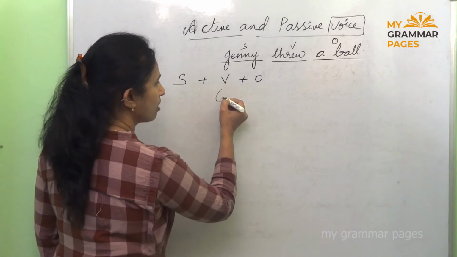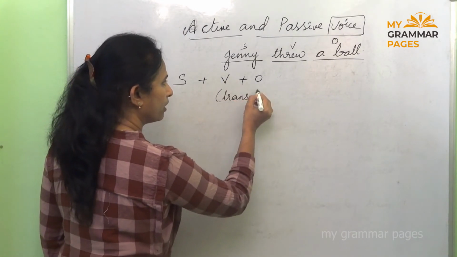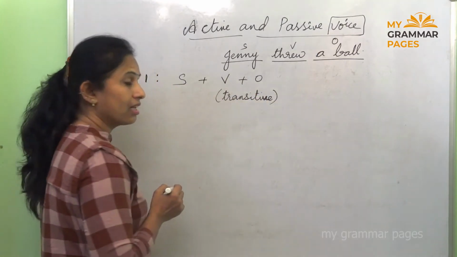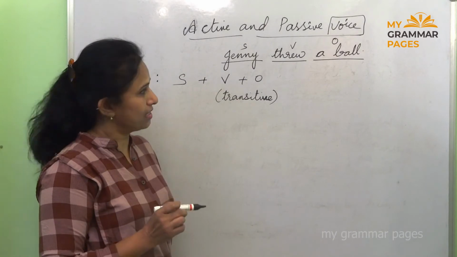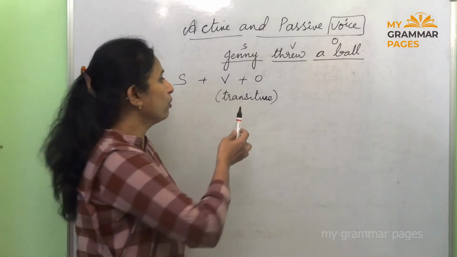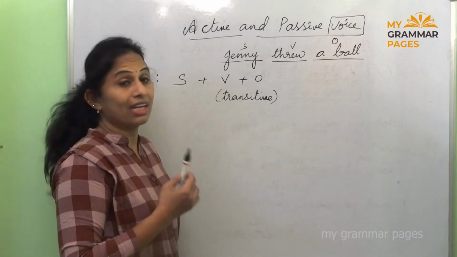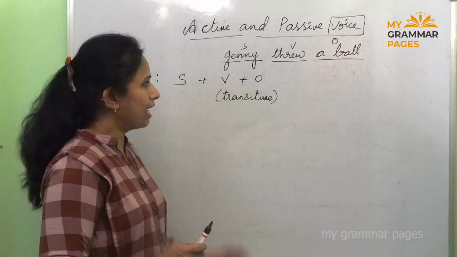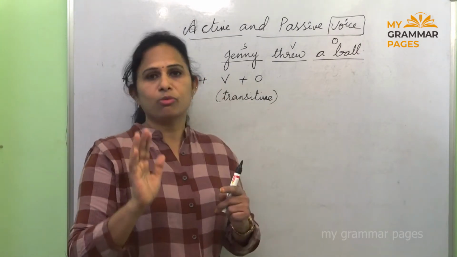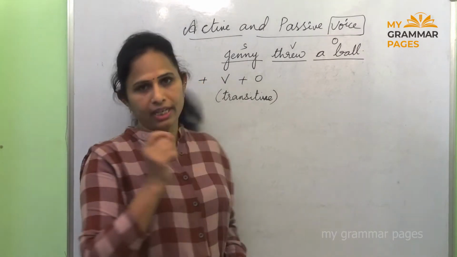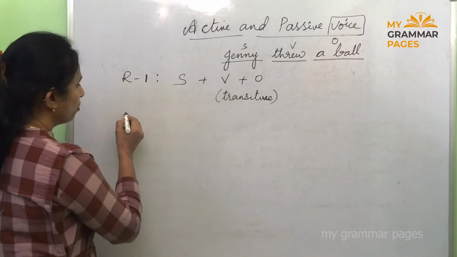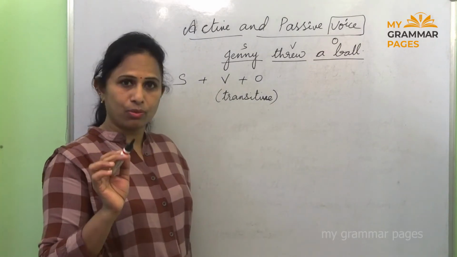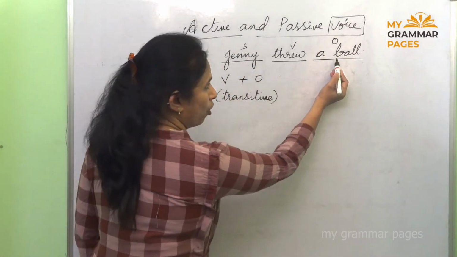And one more thing, you are supposed to take only a transitive verb. Only the sentences which have a transitive verb can be changed into passive voice. In later classes, I'll be explaining what a transitive verb is and why we can't change a sentence with an intransitive verb into passive voice. As of now, just fix it in your mind that the verb should be a finite one and it should be a transitive one. And rule number 2: let us interchange the positions of the subject and the object. Now here it is the object.